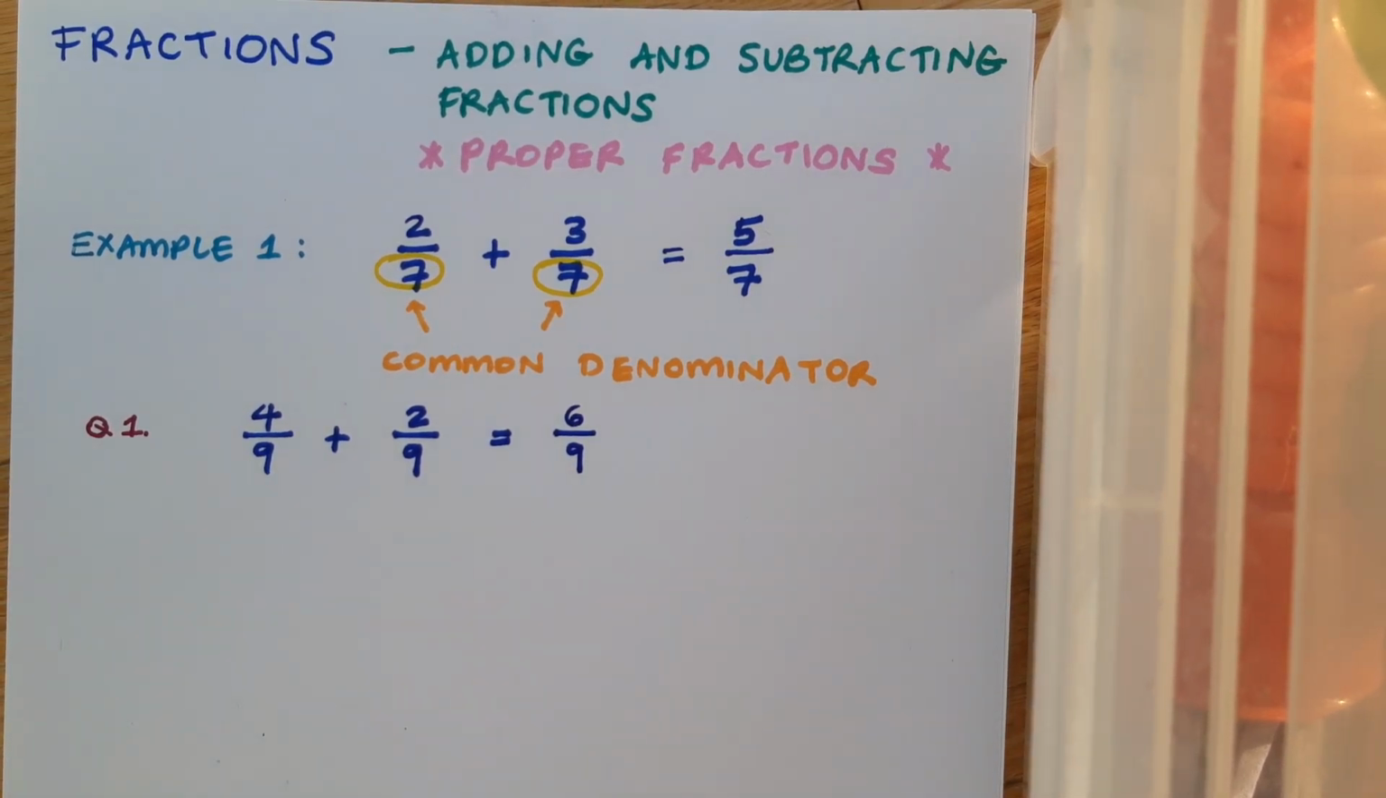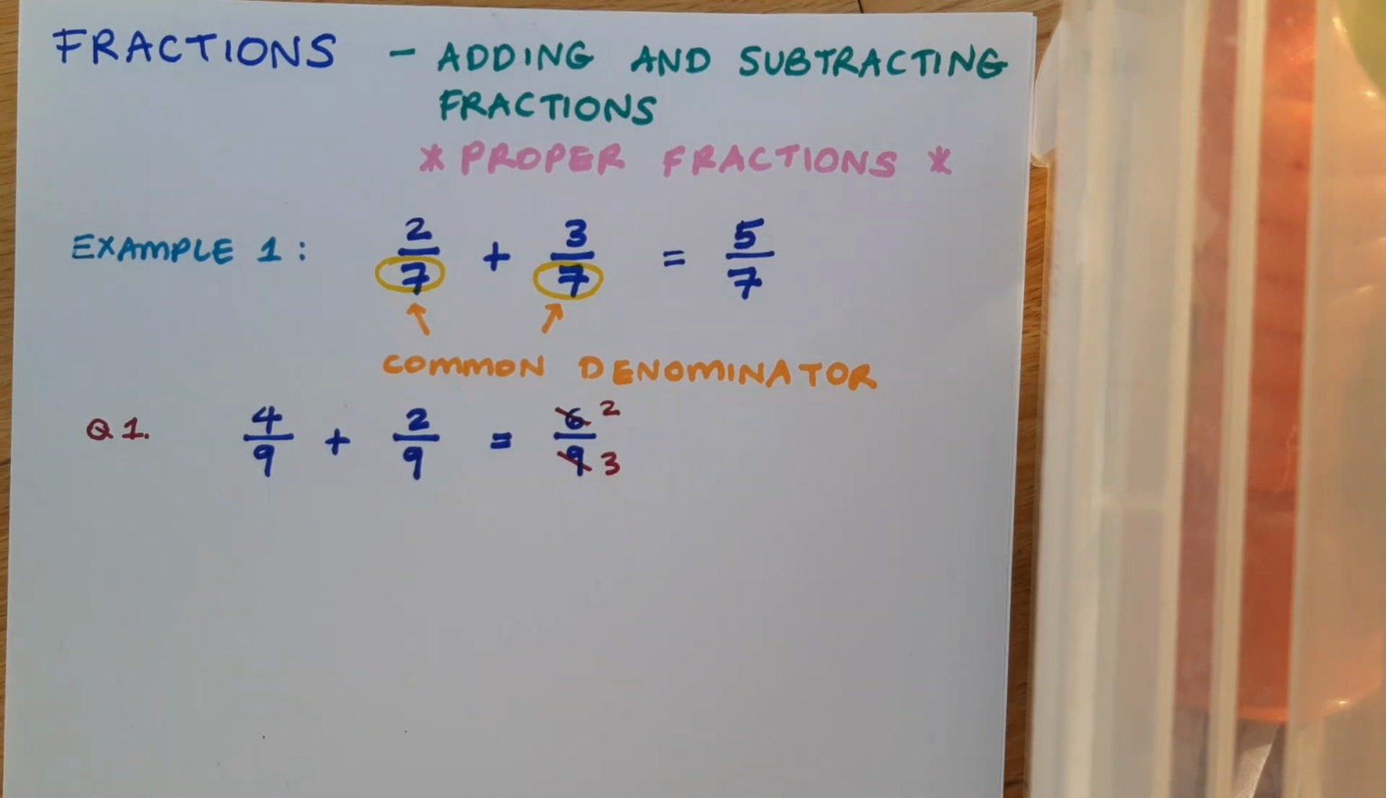Could I do anything with this answer to simplify it? Well, I can say 6 and 9 have a common factor, which is 3. 3 goes into 6 twice, and 3 goes into 9 3 times. So I can write my answer as 2/3.